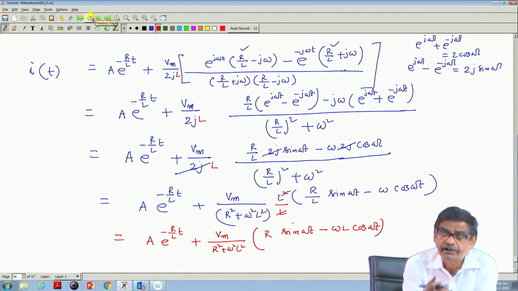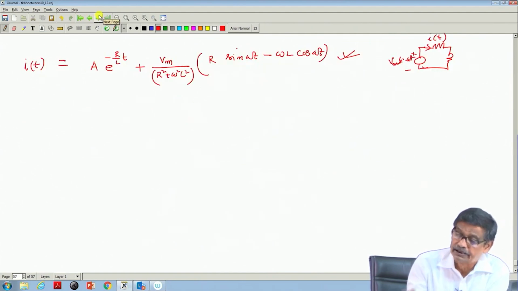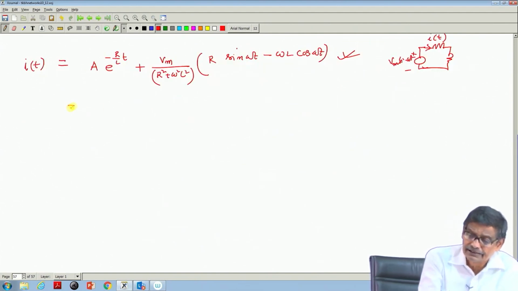For getting some advantage in computation, I converted that real signal sin omega t as the sum of e to the power j omega t minus e to the power minus j omega t, by 2j. So, it is like this. Then the rest of the things I know how to handle.